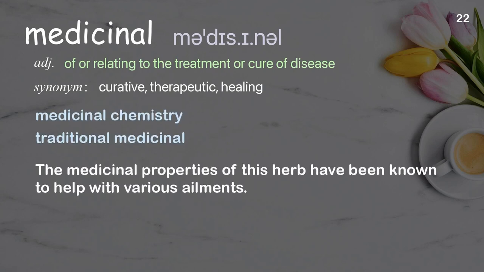Examples. Medicinal chemistry. Traditional medicinal. The medicinal properties of this herb have been known to help with various ailments.